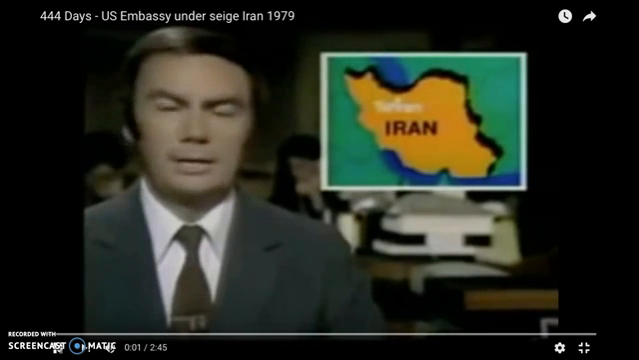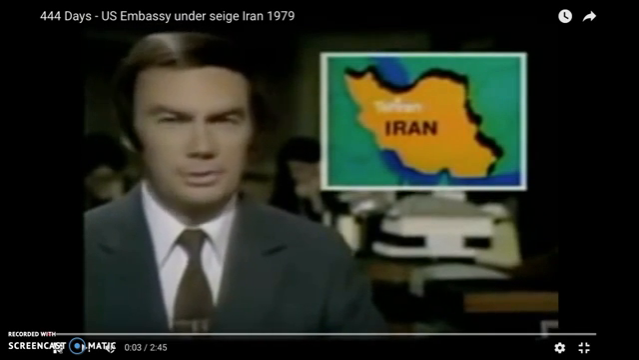The U.S. Embassy in Tehran has been invaded and occupied by Iranian students.